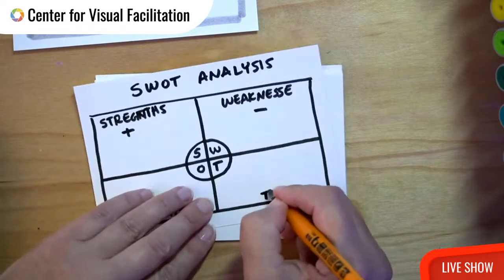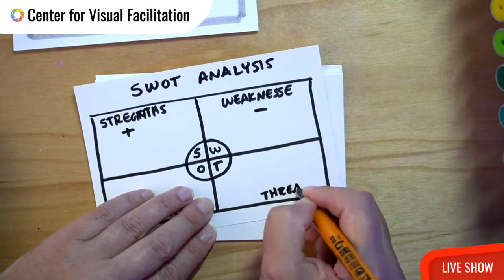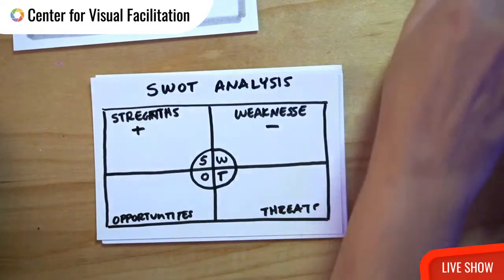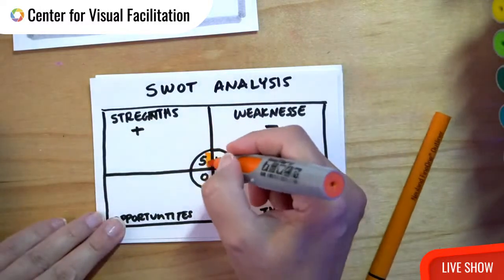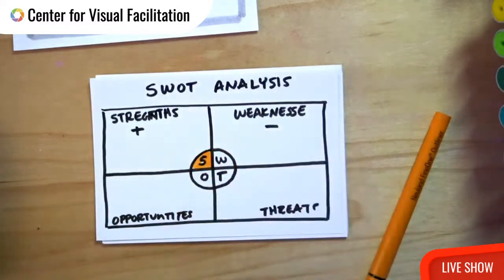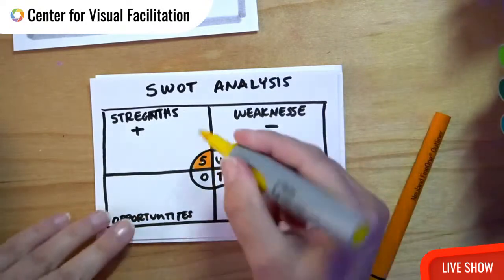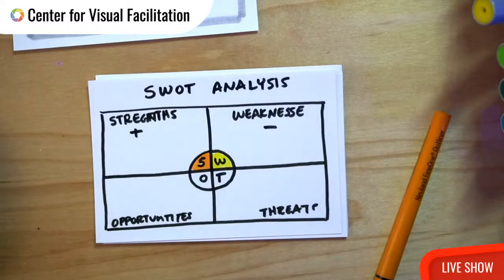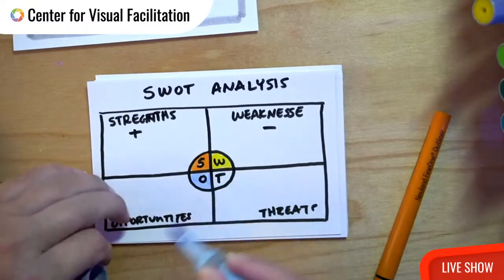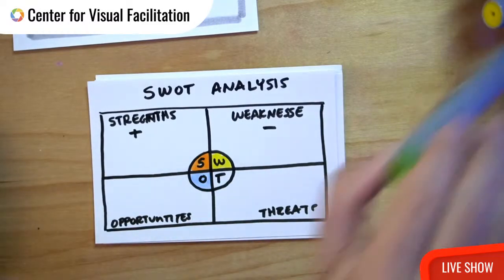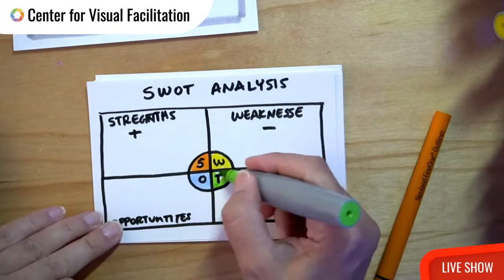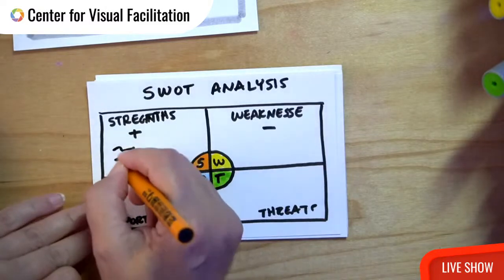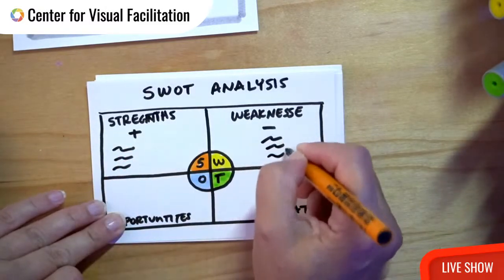And what are the threats? And then from here, if you want to get creative, you can just add different colors to each of the sections. So I'm just going to add a little orange, a little yellow, a little blue, and green. And then you're going to listen to your audience and you're just going to capture their feedback.